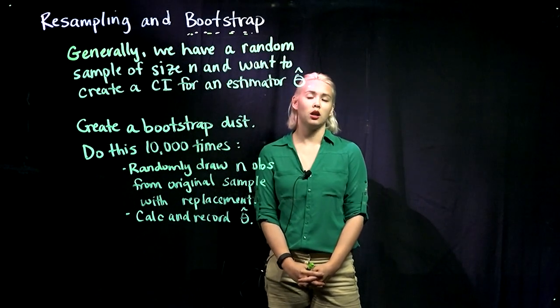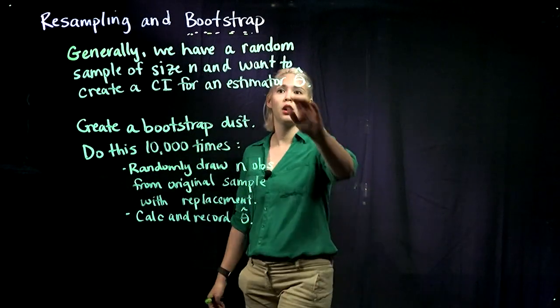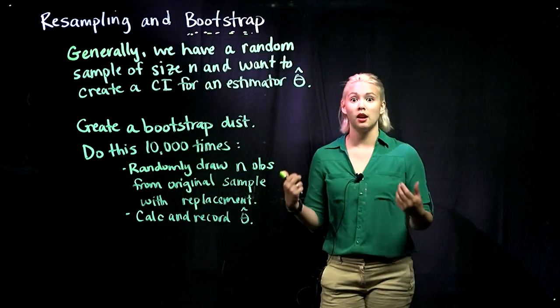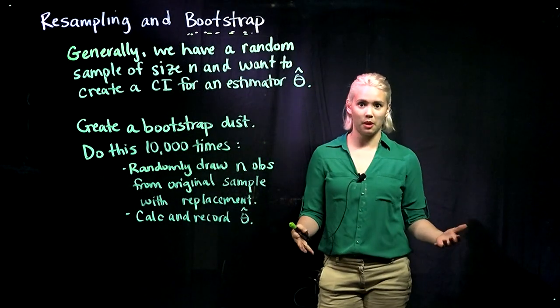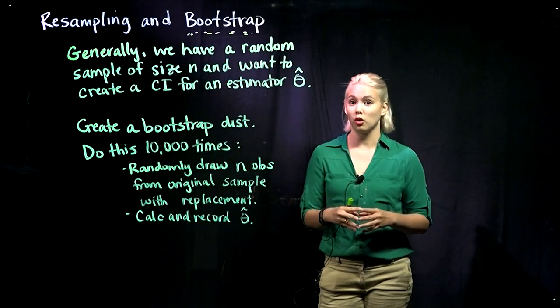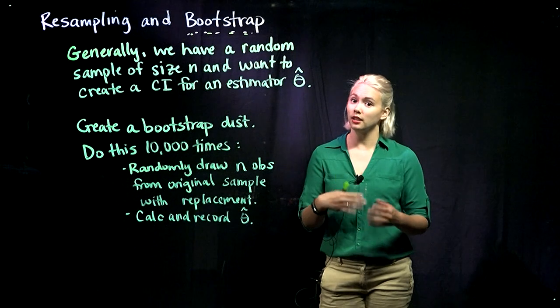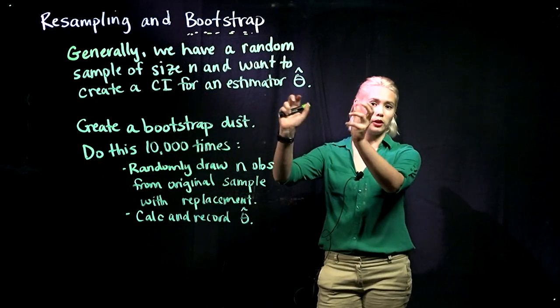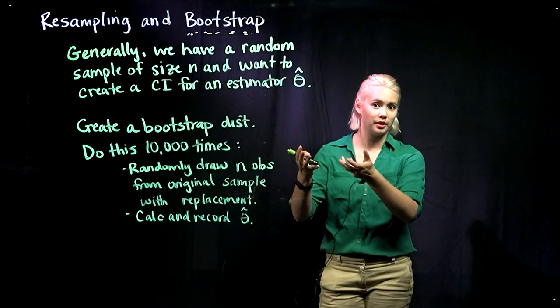So all of this bootstrap distribution stuff is going to hinge on the fact that we have a random sample. Since we have a random sample, that means our random sample represents the population. It's a mini version of that population. So we can pretend like we're drawing from the population by using our original sample and resampling from it.